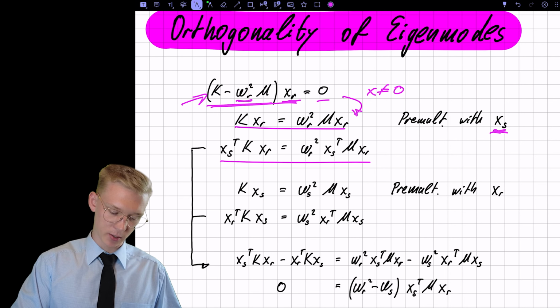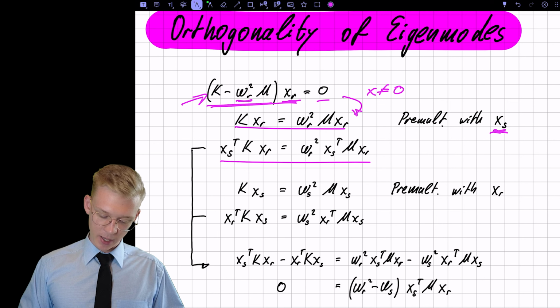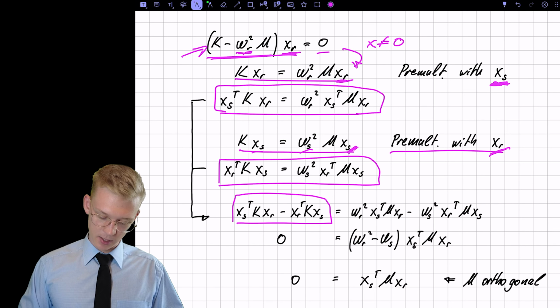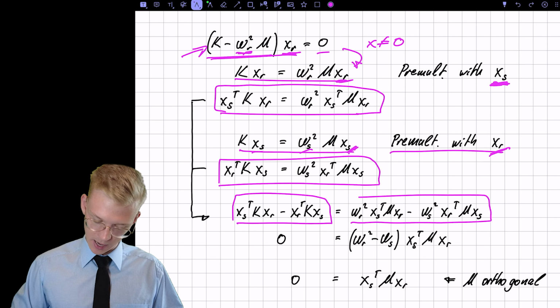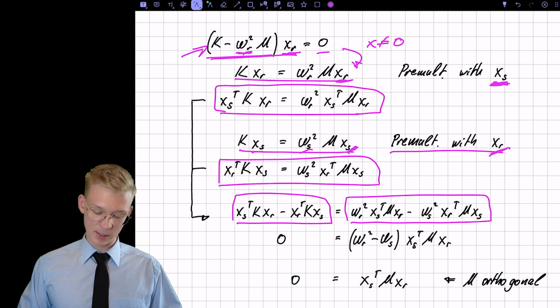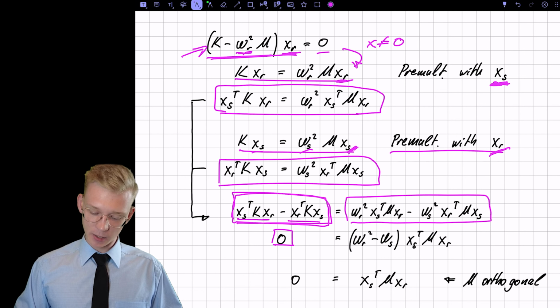But this is very important, because if we now subtract one term from the other term, we will get this equals to that. So we have our xs k xr minus xr k xs, and because this is basically a minus a, we will get a 0. So these two terms are the same, but not for these two terms.